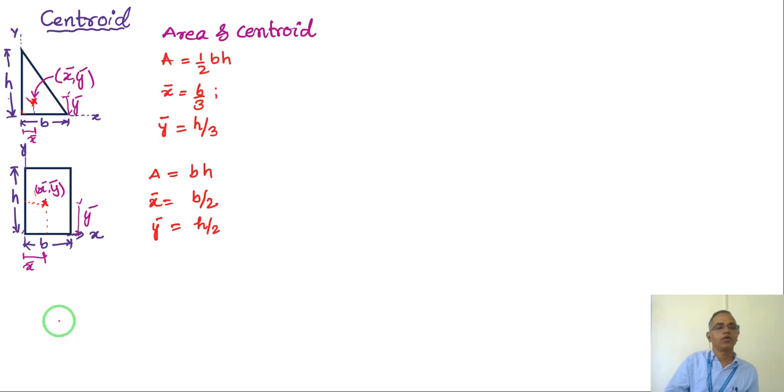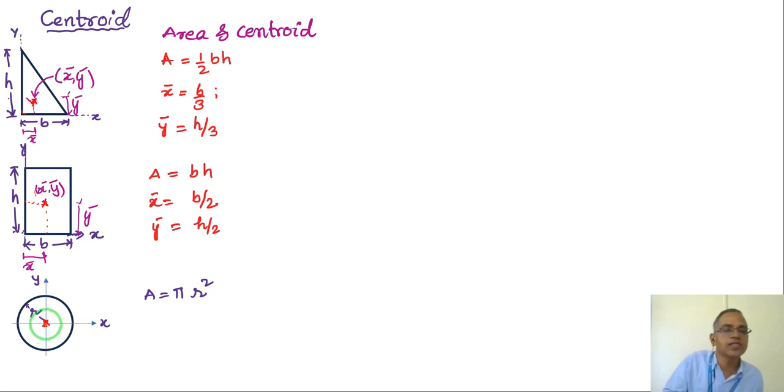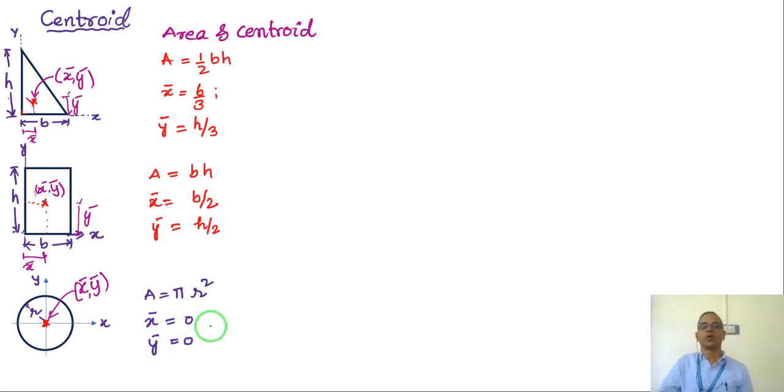Right? Now let us take a circle. The important point is that my reference axis passes through the origin, the center of the circle. So the area of the circle is pi r square. The centroid lies at the center of the circle. That's important, x bar y bar. Since the origin happens to be the same, x bar becomes 0, y bar becomes 0.